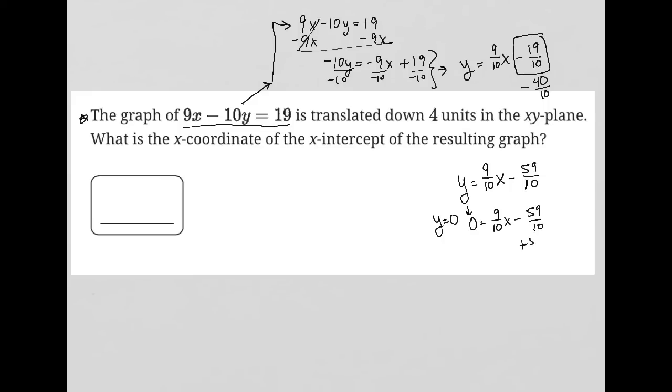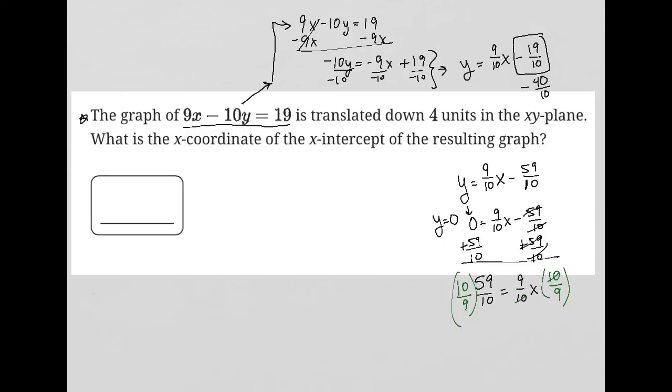I can then add 59/10 to both sides of the equation. Cancels out on the right side. So now I have 59/10 equals 9/10 x. I can multiply both sides of this equation by 10/9 in order to isolate the x value.